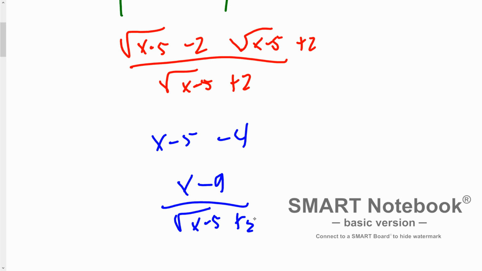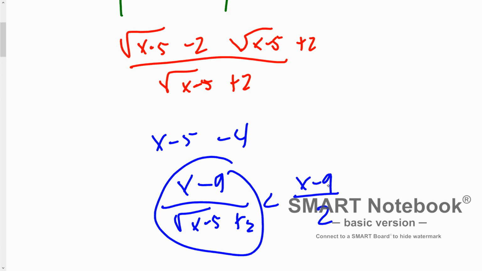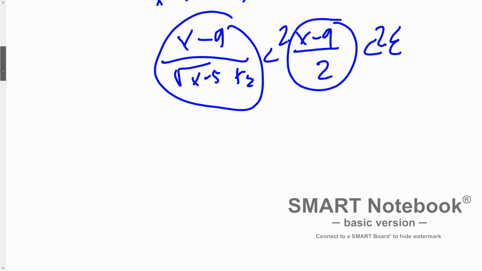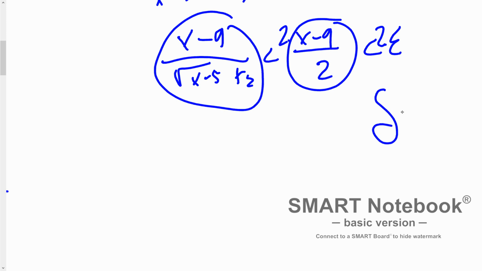Now it's the same thing as before. I can get a number bigger than this by just keeping the 2 on bottom and getting rid of the √(x - 5). So |x - 9|/2, this would be smaller than this. So that's smaller than epsilon. Then I multiply both sides by 2. So now I have my delta, 2 epsilon.